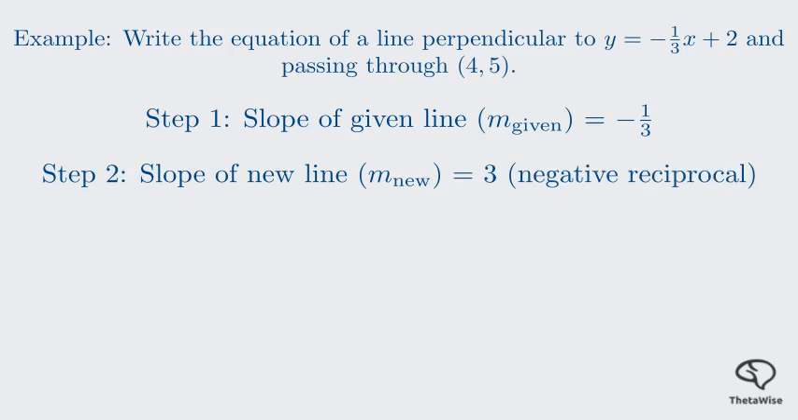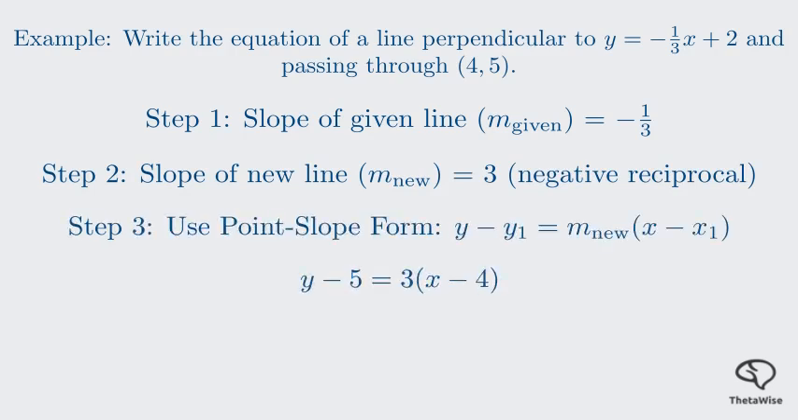Step 3. Use point-slope form. We have our new slope, m equals 3, and our point, (x1, y1) equals (4, 5). Plugging these in, we get y minus 5 equals 3 times the quantity x minus 4. Step 4. Simplify to slope-intercept form. Distribute the 3 to get 3x minus 12. Then, add 5 to both sides to get y equals 3x minus 7. This is the equation of our perpendicular line.